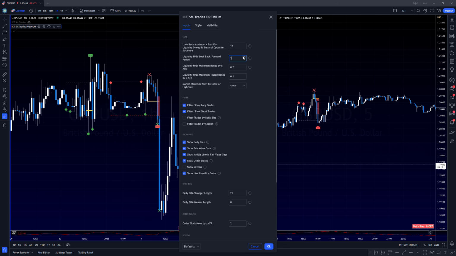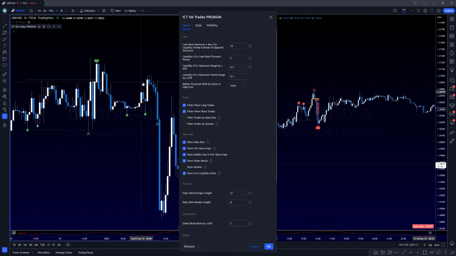If I set it to 2, it means that this high should have 2 lower highs on the left and 2 lower highs on the right. As you can see, this high has only one lower on the left, so this is not a pivot high.